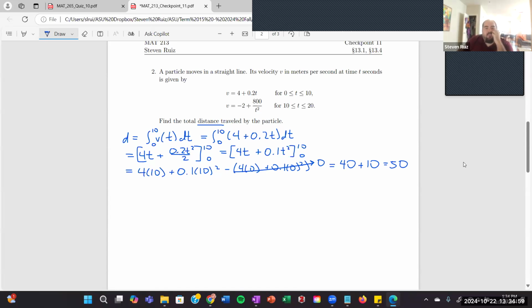So how do I find, oh, am I done? No, I'm not done. So now I have to find this other distance. So I have to integrate across the next 10 seconds. So from 10 to 20 of 800t to the -2 dt. On the fly, I'm going to go ahead and rewrite this in a way that makes the power rule easier to carry out. So the antiderivative is going to be negative 2t plus 800t to the negative 1 over negative 1. And we're going to evaluate that from 10 to 20.